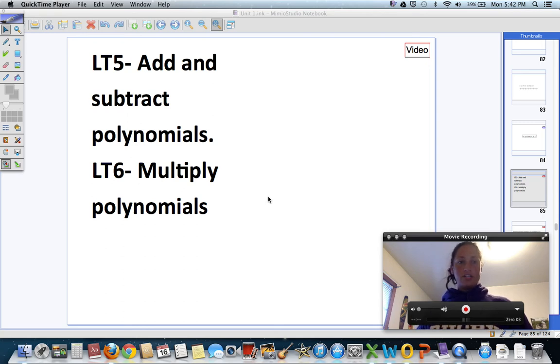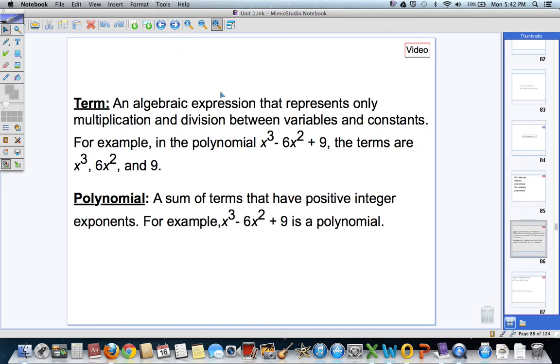So today is learning target 5 and learning target 6. We're going to add and subtract polynomials and multiply polynomials. So let's first start with our term, polynomial. It's an algebraic expression that represents only multiplication and division between variables and constants.